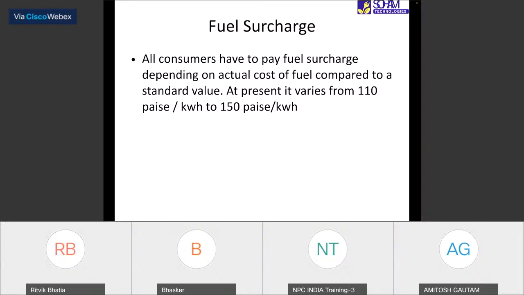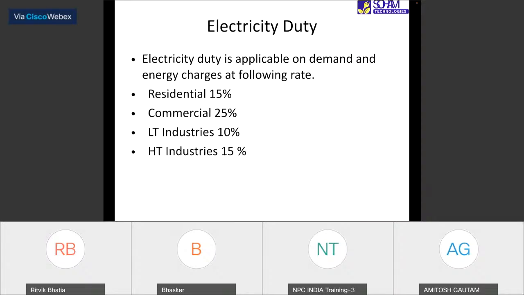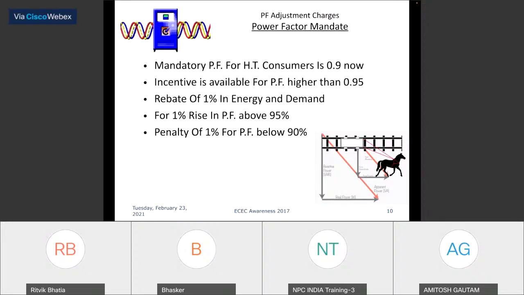Then the electricity board also charges a fuel charge for the fuel used at the power stations, which is around 110 paisa or 150 paisa per unit at present. Also, electricity duty is applicable on the demand and energy charges at the following rates. For residential purposes, the duty is 15%, commercial 25%, LT industry 10%, and HT industry 15%. Now, from all this you can find out where you stand and how you can save energy from the slab provided to the residential sector.